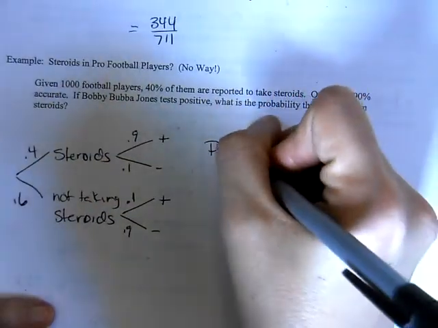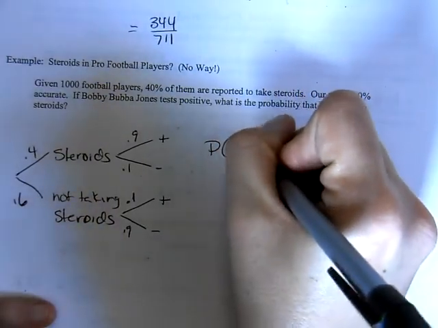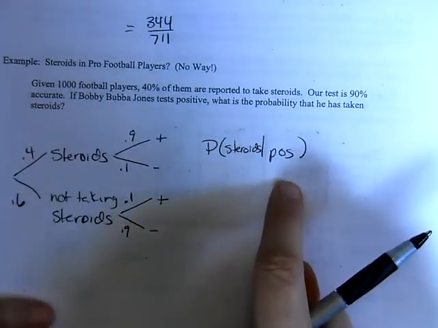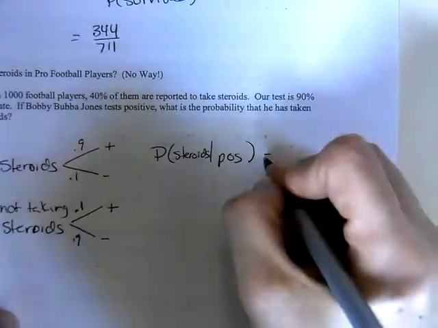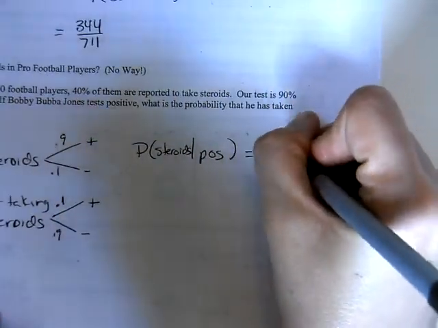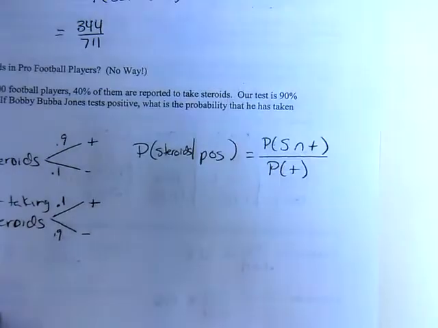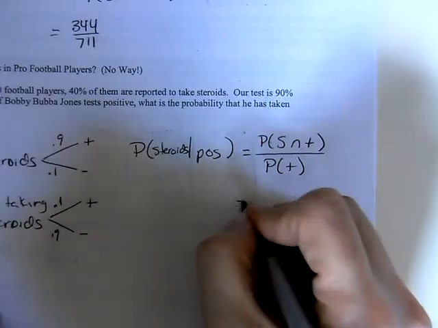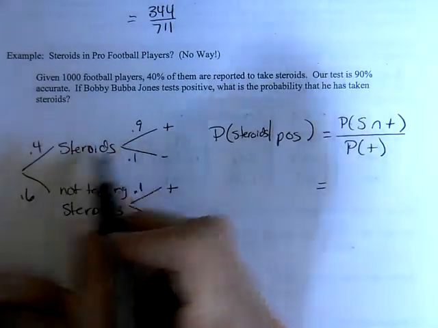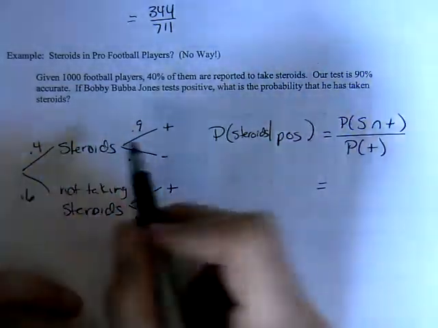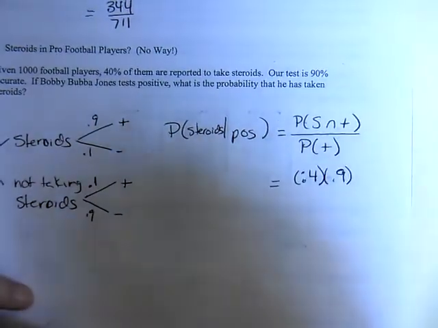So we're looking at the probability given that Bobby Bubba Jones tests positive that he's actually taking steroids. So the positive part comes second. So if I write it out using the formula, we're going to find the probability that he's taking steroids and he tests positive over the probability he tests positive in general. So steroids and test positive would be 0.4 times 0.9. So you kind of go through the tree diagram, that's like your and.